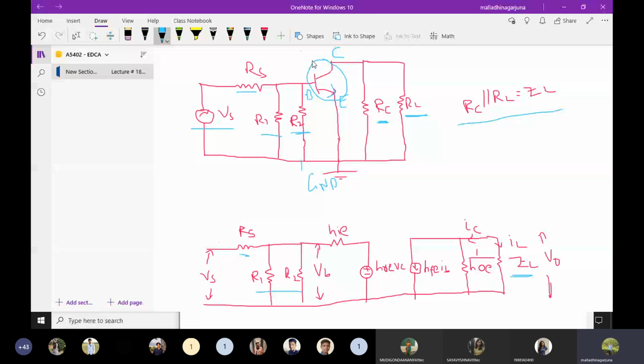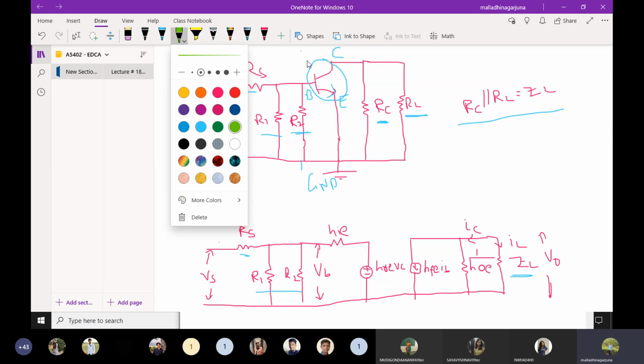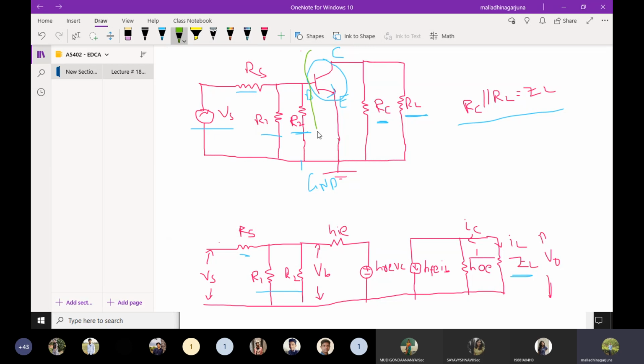So the only thing is, in the place of the transistor, I'm replacing it with its H parameter model. The H parameter model of the common emitter configuration is this. The remaining portion, before this portion and after this portion, is the same and is brought from the circuit diagram only.